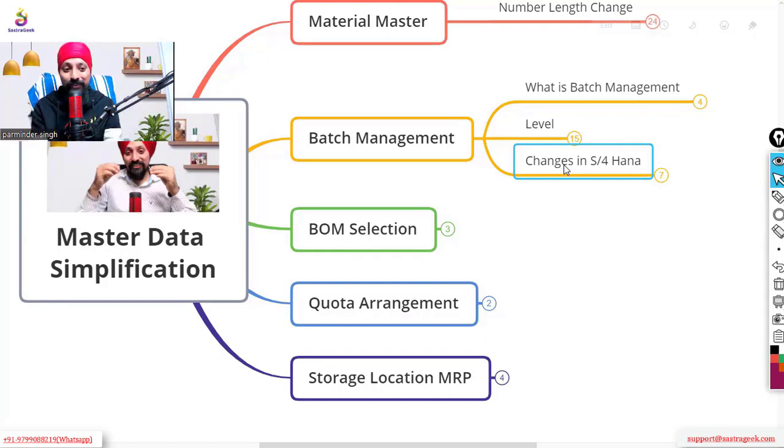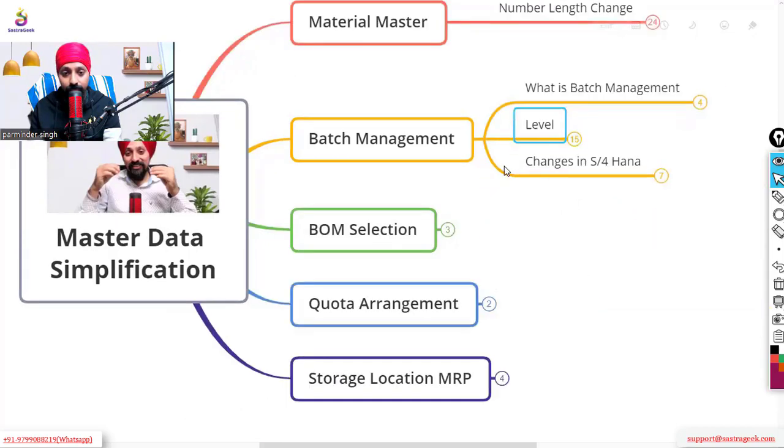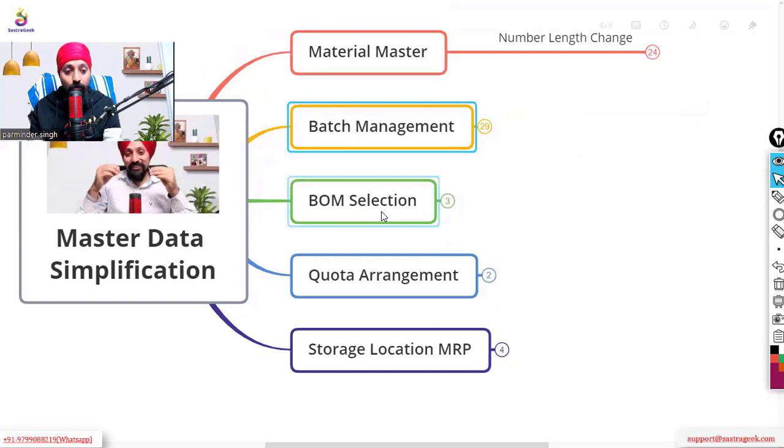Now custom solutions are not required. Now you can say that my distribution center does not have batch management, but my plant is having batch management. That kind of thing you would be able to do. Some configurations would be required, some ease in maintaining this master data, some configurations would be required, and something you need to know that would be covered in detail here. Okay, so these are the batch management changes.